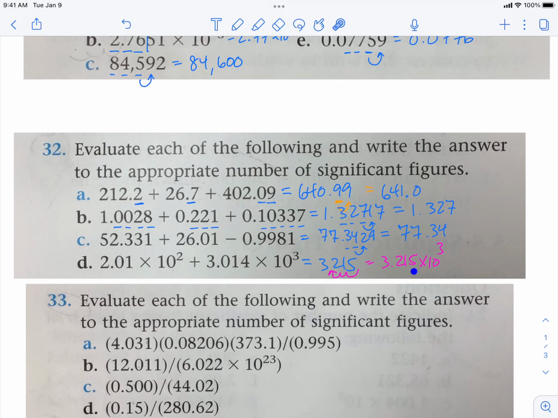And then I'm going to round it according to my rules here. So again, 2 decimal places here, 3 here. So I need to go to 2 decimal places. So this turns into 3.22 times 10 to the third. All right.